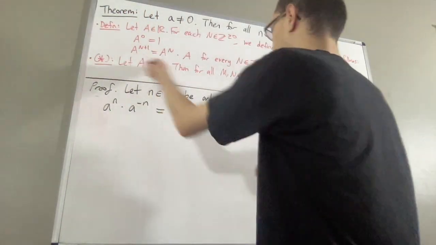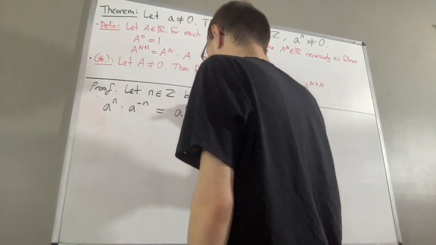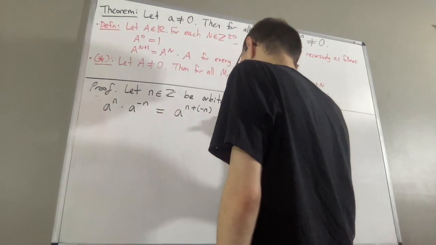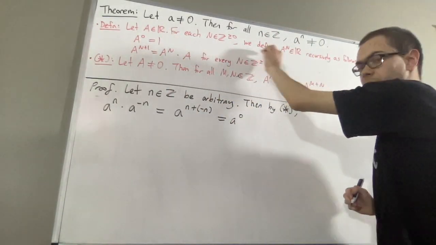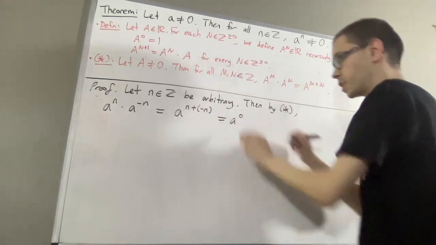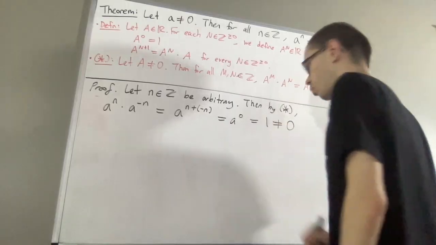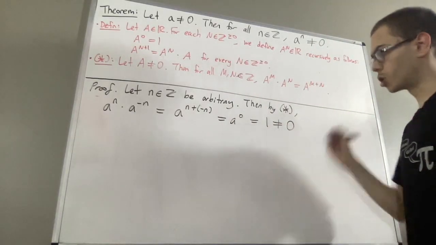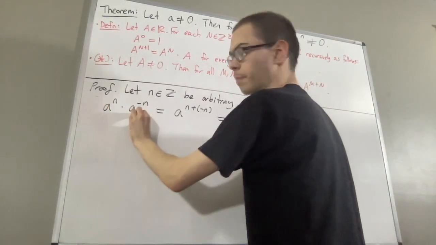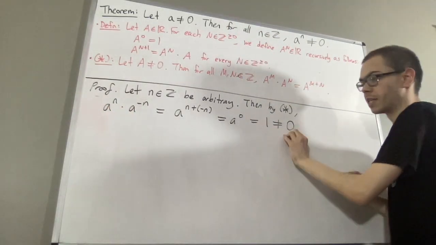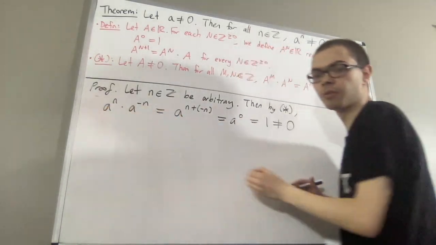Well, by star, we can just add the exponents. This is just a to the power of n plus negative n, which is a to the power of 0. And according to our definition for non-negative integer exponents, a to the power of 0 is equal to 1. And 1 is not equal to 0. So what this tells us is, when we multiply a to the power of n and a to the power of negative n, the result is not 0. Therefore, a to the power of n can't be equal to 0.